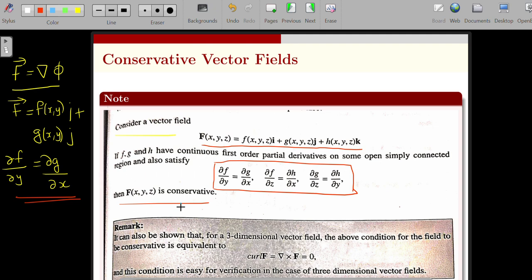We can also observe that for a three-dimensional vector field, if F is conservative, then F satisfies these three equations, and this is equivalent to the condition that curl F is equal to 0. So, in order to check whether F is conservative on an open simply connected domain, we need only check whether curl F is equal to 0 or not. So that is our conclusion. Let us move on to the problems.